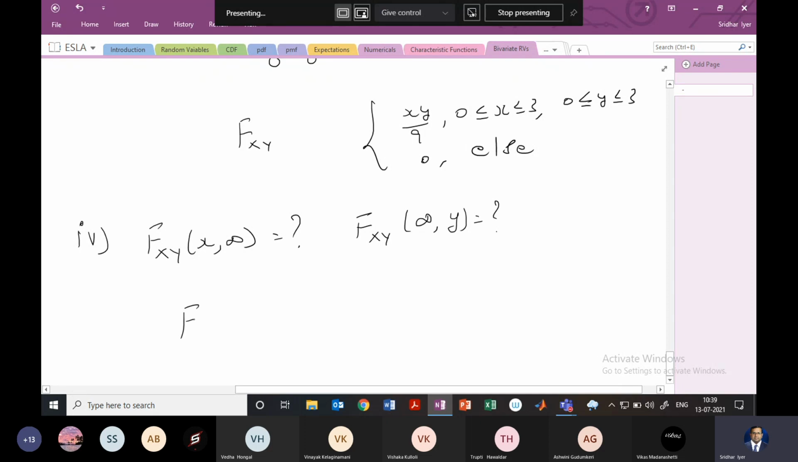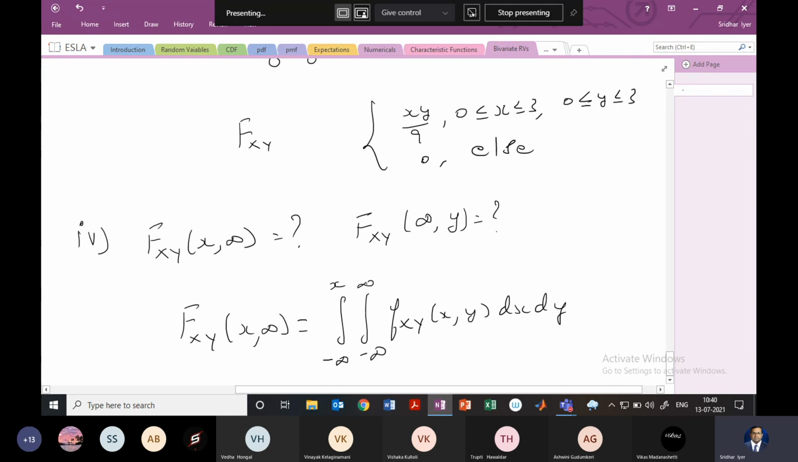So to find Fxy of x comma infinity, we can take the PDF, that is fxy of x comma y dx dy, and integrate it. So you'll integrate this from minus infinity to x. For y, you will integrate this from minus infinity to plus infinity, because it is given that y's final value is infinity.